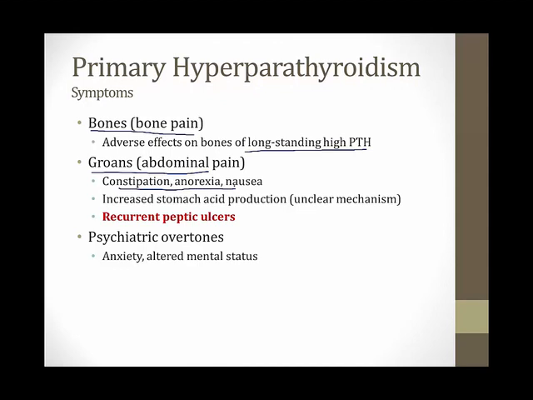In addition, it's long been known that you can see increased stomach acid production in patients with hypercalcemia and hyperparathyroidism. The mechanism of this is unclear, but you should be aware that recurrent peptic ulcers is also something you can see in hypercalcemia. And then finally, if your calcium level gets very high, you can become disoriented and confused. This is psychiatric overtones. Patients with hypercalcemia can have anxiety and altered mental status from the high calcium levels.